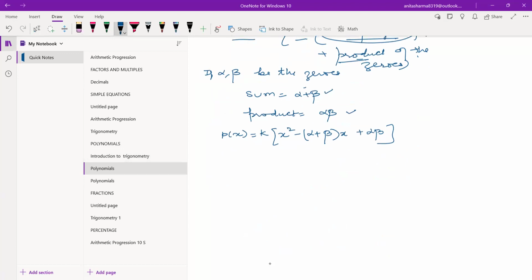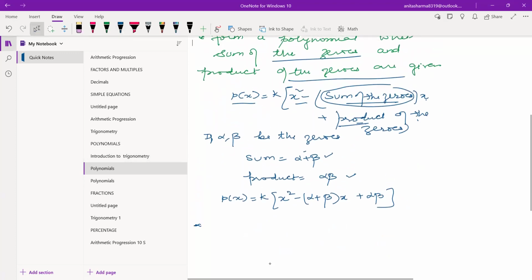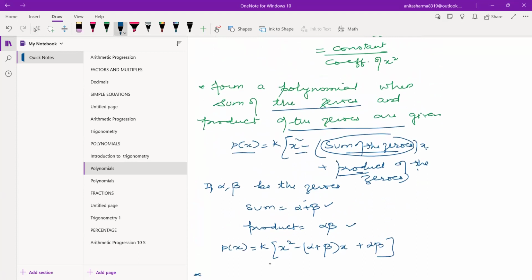Ma'am, so alpha plus beta is equal to minus b by a. Yes, beta, because this is the sum. And this will be equal to c by a. And what is k? K is just a constant. Ma'am, this chapter is already done. Yes, beta, I am giving you a quick revision. Ma'am, if in case there is any fraction, we can put the k value to multiply the fraction, right? Yes, beta.